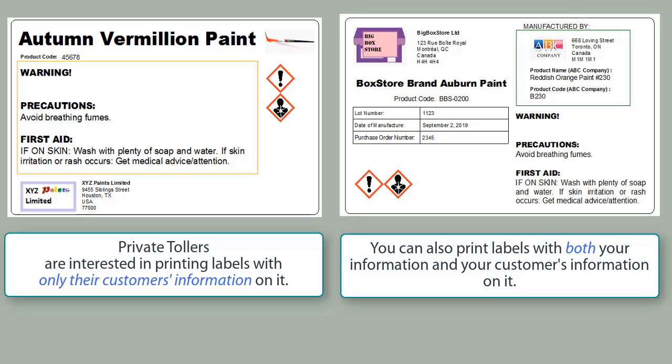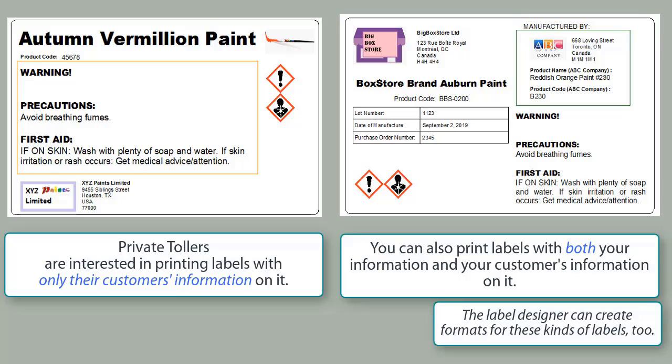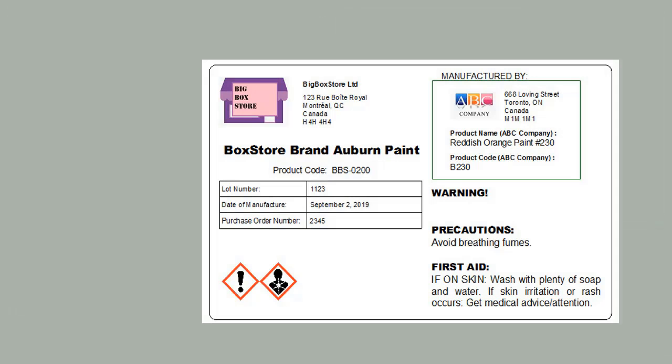In contrast, some customers want both your company information and their company information to be printed on the label. The label designer can create formats for these labels too. Here's a label with logos and addresses printed on the label for both my company, ABC Company, and my customer, Big Box Store Limited. It also has my version of the product's product name and product code, as well as my customer's versions of this information.